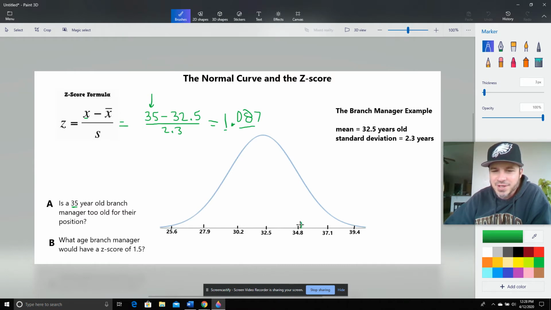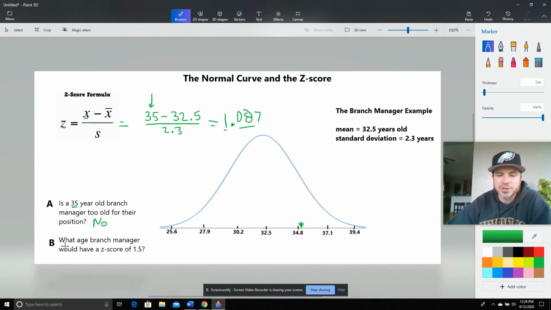Well, of course it does. Remember, we already built this curve. 35 is right next to 34.8, so it makes sense. But remember, this would be without using the curve. So we found this z-score and we say, hey, it's within almost 1 standard deviation of the mean, so that's very normal. That's where most of our data should fall, right? So then our answer to this is no, this is not abnormal. Most branch managers are this old.